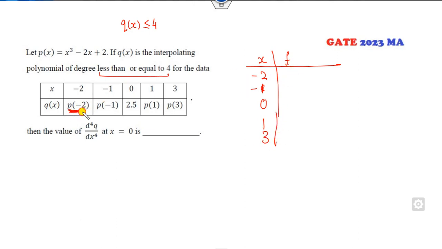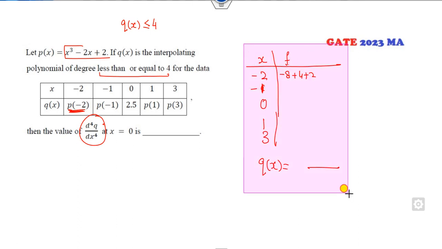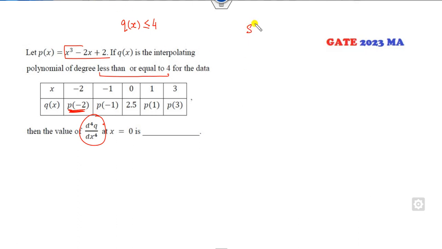How you can find the p? I can substitute value here. Minus 8 plus 4 plus 2 and so on. But that will take a lot of calculation. Fine. And after that you need to find the polynomial and then take the fourth derivative. So that's a very lengthy calculation. I will tell you the simple shortcut tricks again. Although I already solved the same question in my previous video of the numerical analysis.